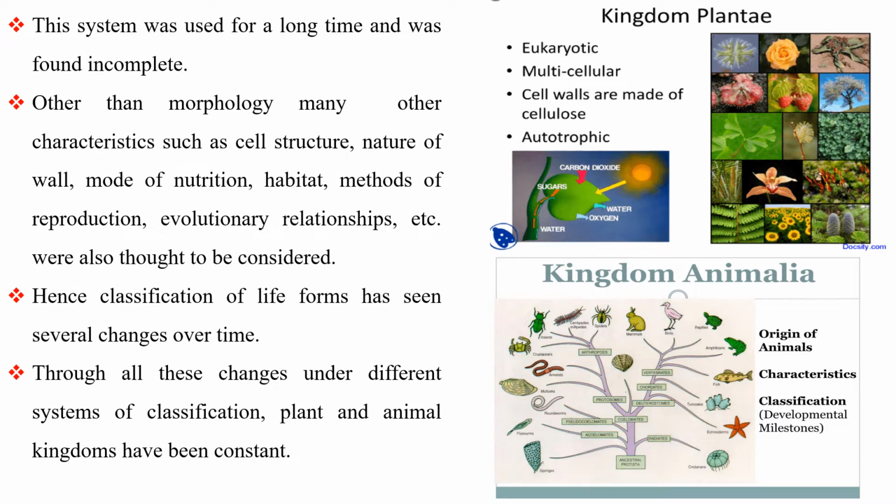Other than morphology, many other characteristics such as cell structure, nature of wall, mode of nutrition, habitat, methods of reproduction, evolutionary relationships, etc. were also thought to be considered. Hence, classification of life forms has seen several changes over time. Through all these changes under different systems of classification, plant and animal kingdoms have been constant.